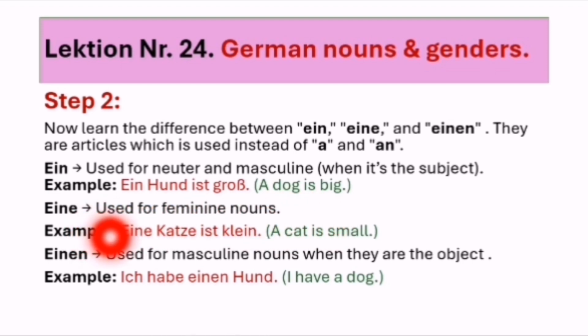Eine is used for feminine nouns. Example: Eine Katze ist klein. A cat is small. Einen is used for masculine nouns when they are the object. Example: Ich habe einen Hund. I have a dog. So you can't say ich habe ein Hund. You must say ich habe einen Hund. I have a dog.